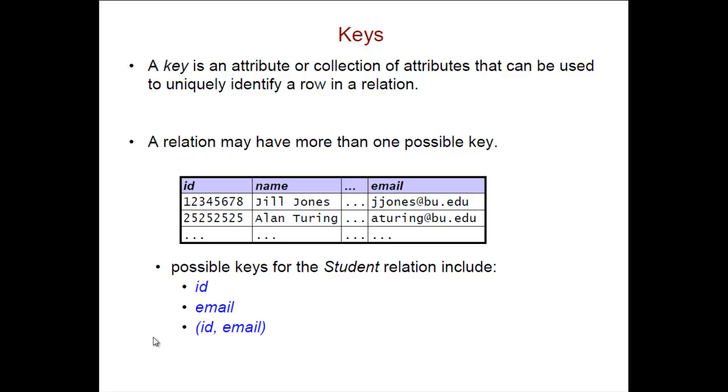We can also use the combination of ID and email. Even though we don't need both of them, the combination of those two things is guaranteed to be unique, and therefore that combination of attributes is a key. And the same thing holds for the combination of ID and name. You could have more than one student with the same name, but the combination of ID and name is guaranteed to be unique and is therefore a key. So that's what we mean if we just say the word key. It's just an attribute or a collection of attributes that can be used to uniquely identify a given row in a relation.